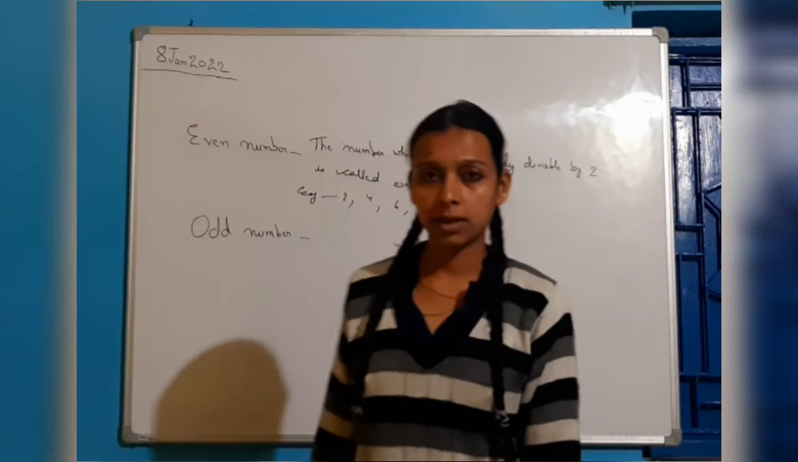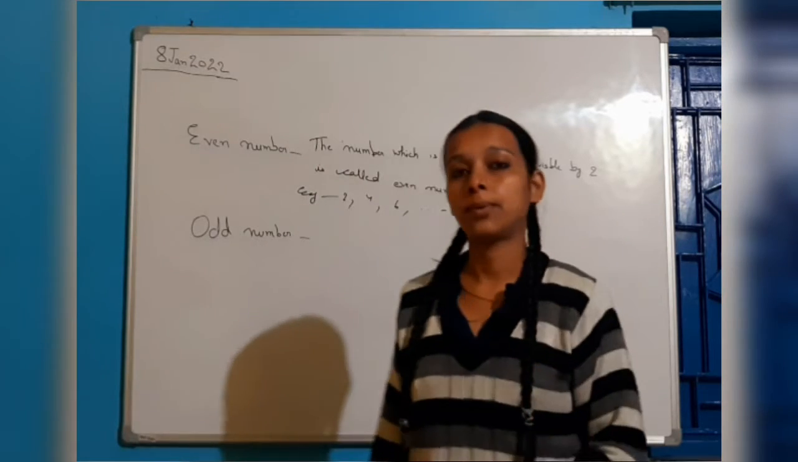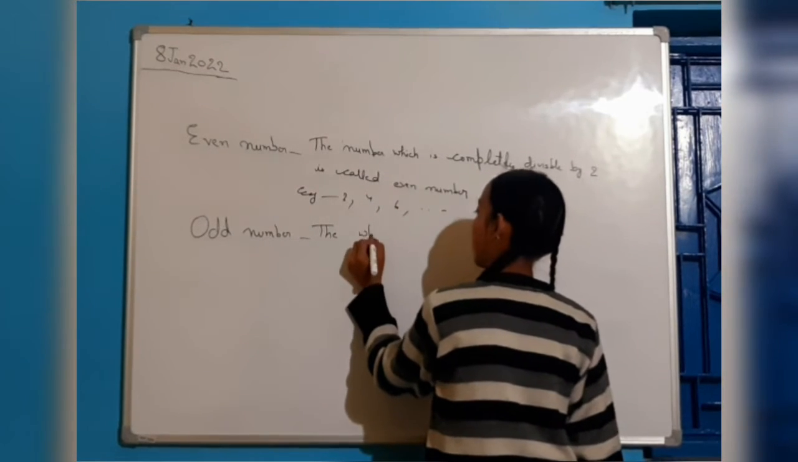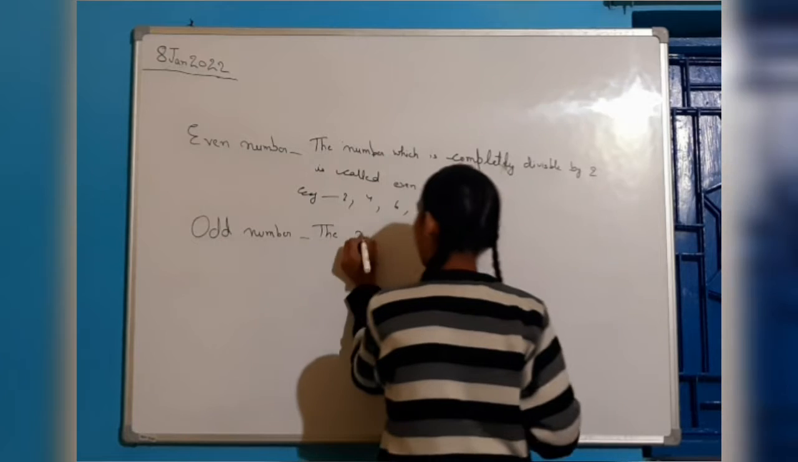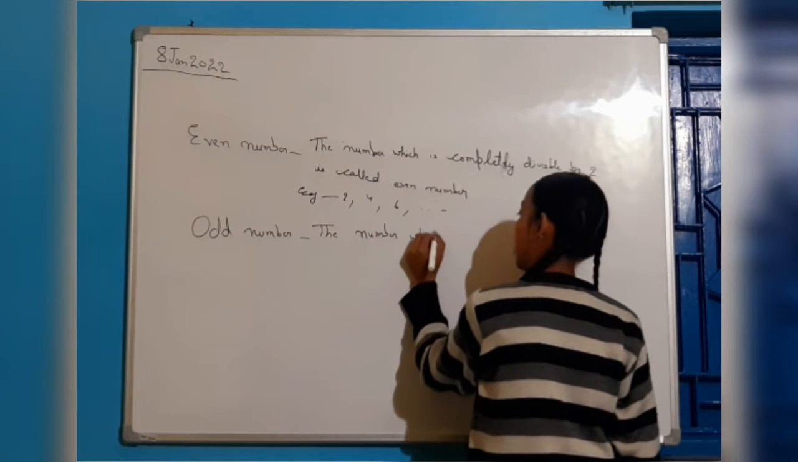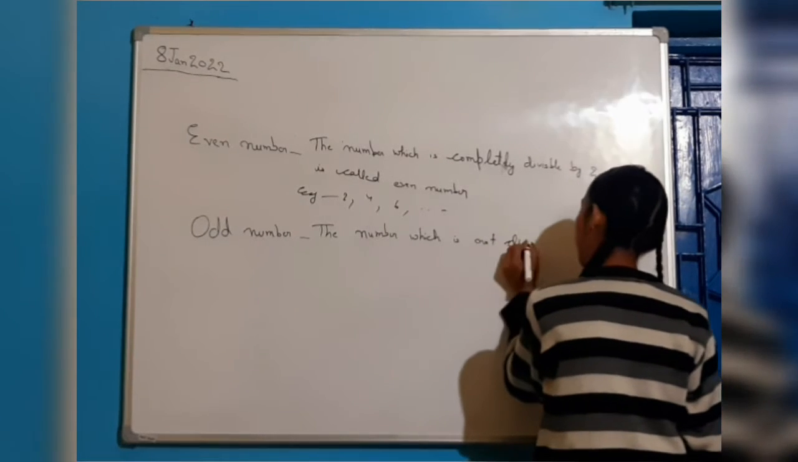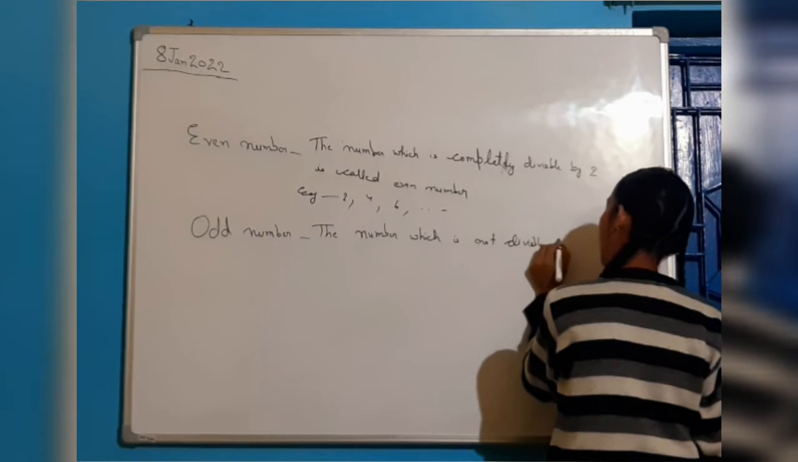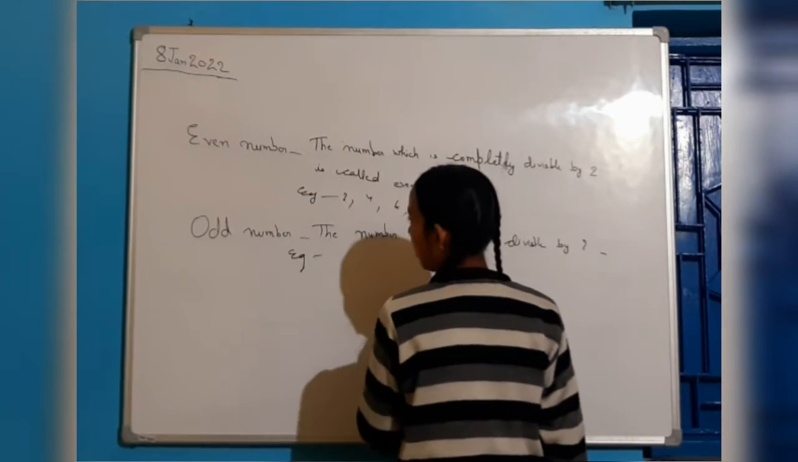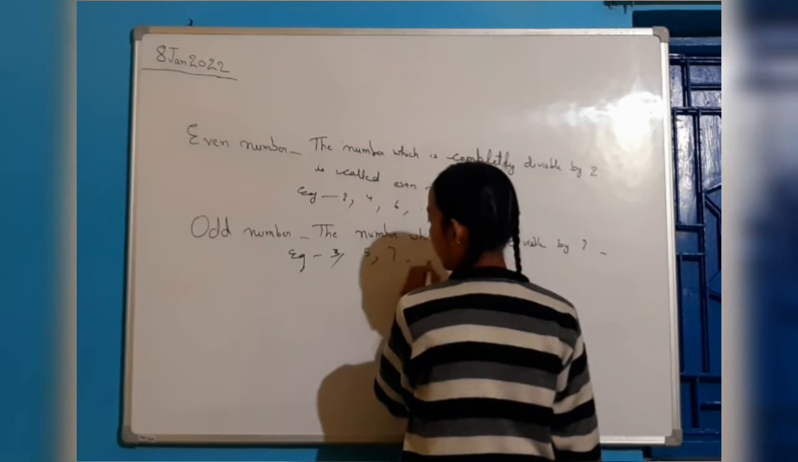Another form of number is odd number. What is odd number? The number which is not divisible by 2. Example: 3, 5, 7 and so on.